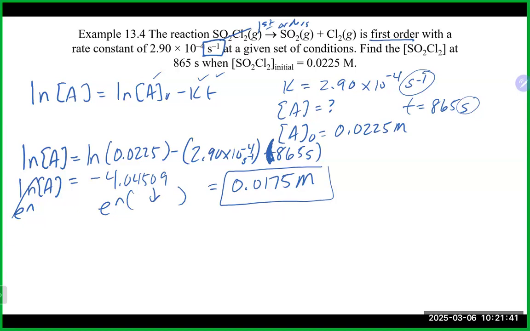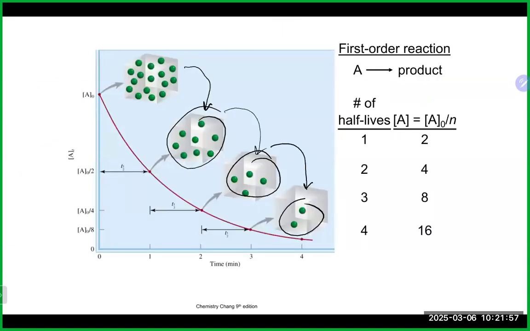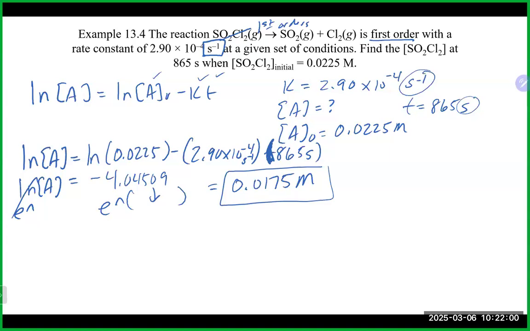By the way, if you calculate the half-life, it's like 2,300 seconds or something like that. So that's before the first half-life. We definitely should have more than half of it left at this point, which we do. Those are things you can look at to see if maybe you didn't calculate it correctly or not. Any questions on that?